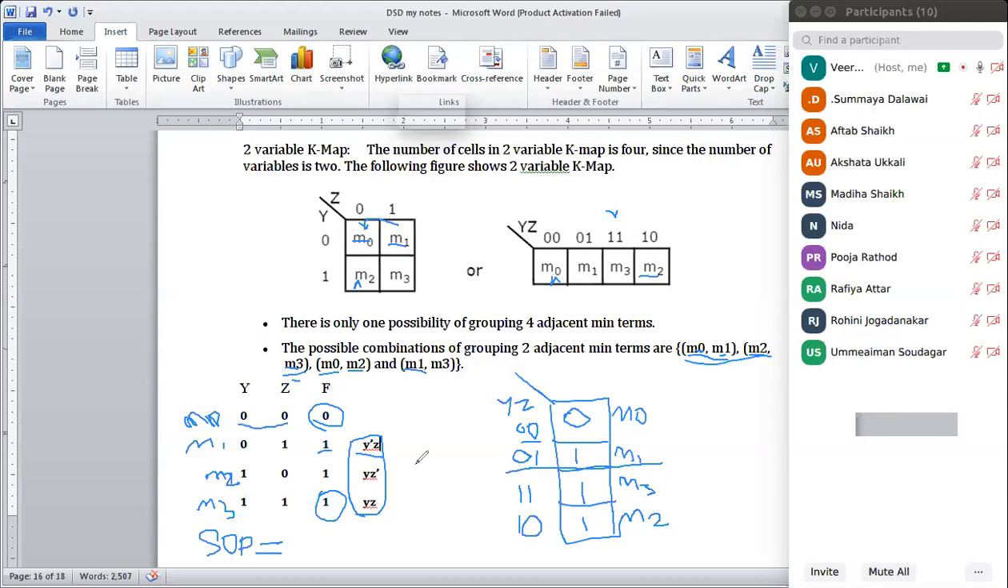Now, instead of directly going for writing the SOP, let us apply a Karnaugh map for this function. So how will it look? 0, 0, 0, 1, 1, 1, 1, 0. M0 is 0, M1 is 1, M3 is also 1, M2 is also 1. Now fold this column in the middle so that M2 lies upon M0 and M3 lies upon M1.